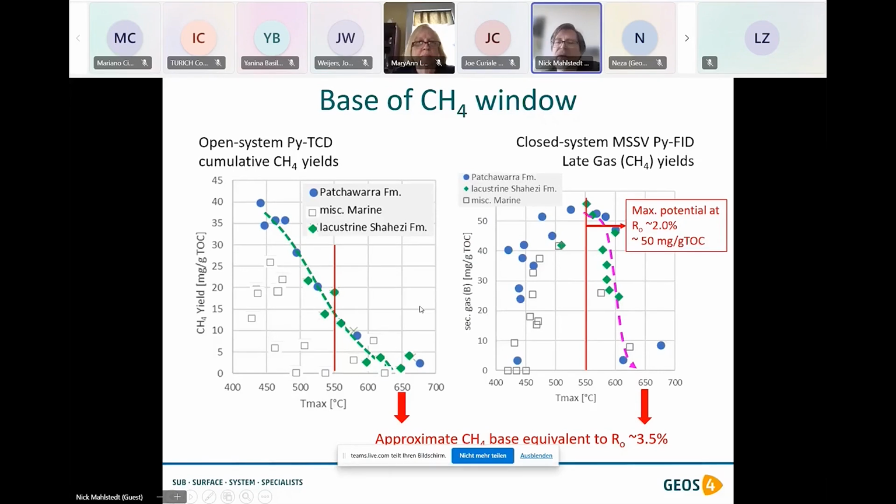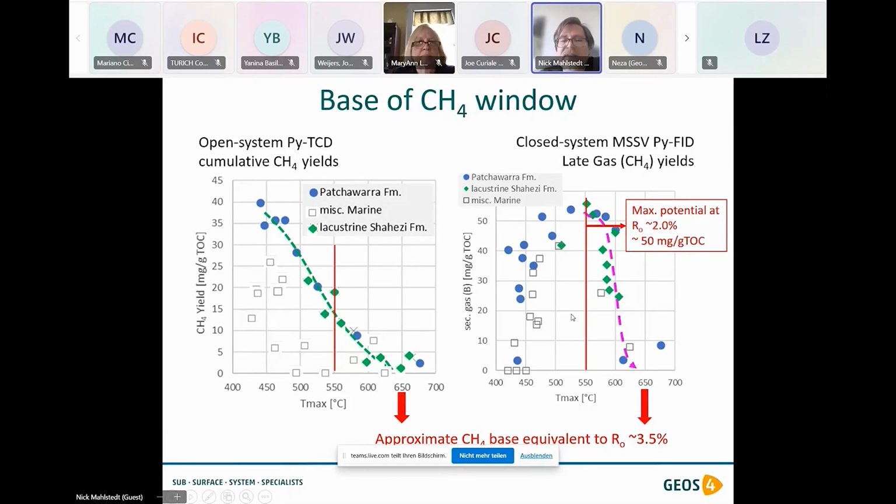Now, the closed system MSSV assessed late methane generation potential, which refers to an additional late dry gas methane charge, which goes almost completely unnoticed under open system conditions, probably because concomitantly formed hydrogen radicals don't have the chance to interact with the carbon to form this methane gas under the open system condition, because they do not remain in the system.